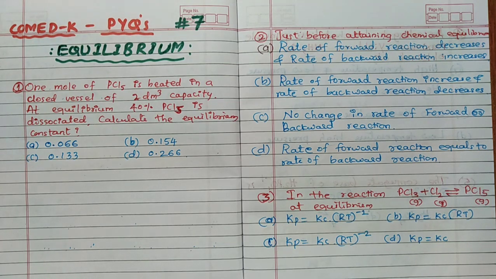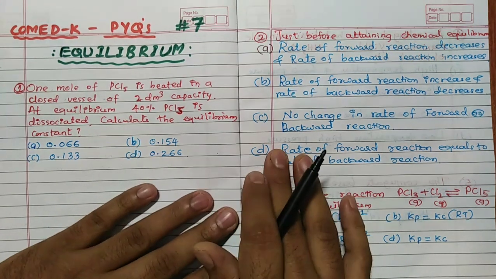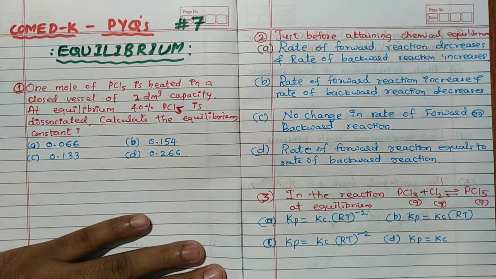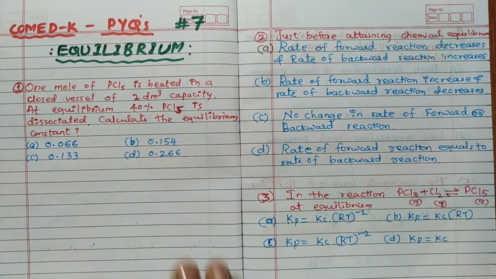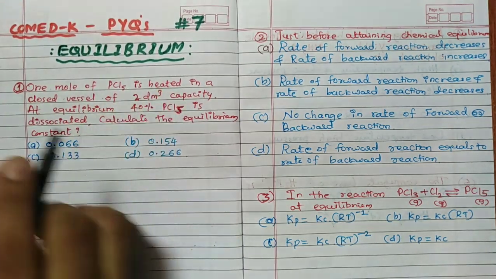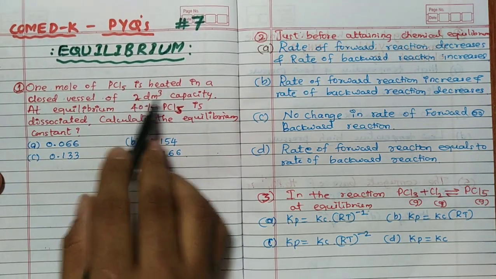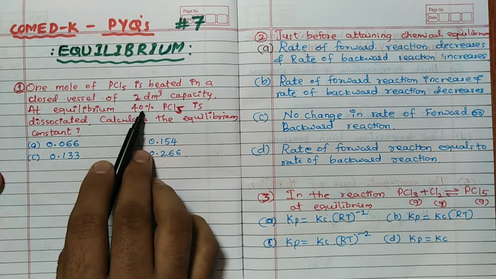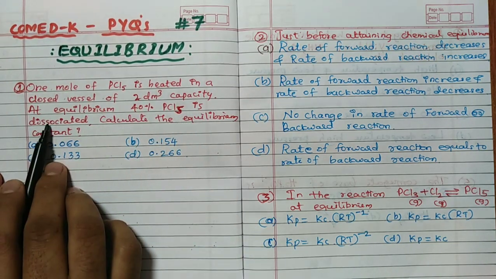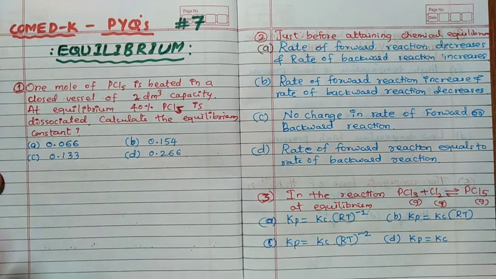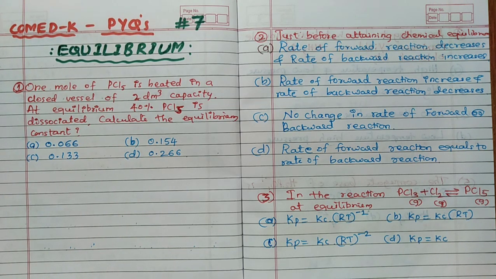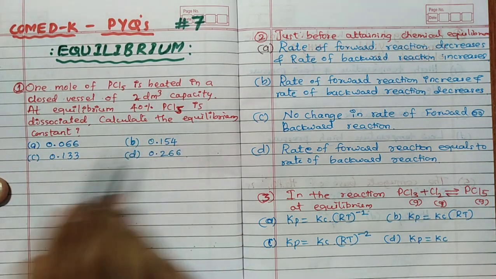See the first question. Here I have considered ionic and chemical equilibrium both, and by using some questions I am going to discuss those things. Fine. 1 mole of PCl5 is heated in a closed vessel of 2 dm cube capacity. At equilibrium, 40% PCl5 is dissociated. Calculate the equilibrium constant. Remember, you have to calculate the equilibrium constant in this particular case. Right? See how to solve this.